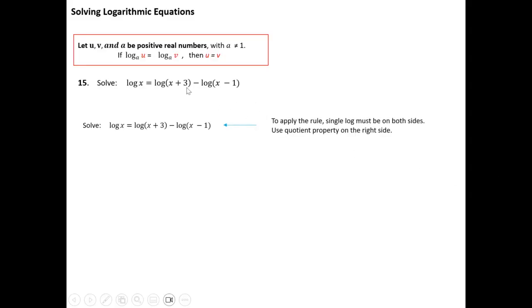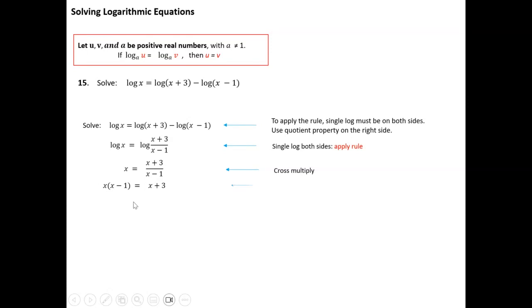With the quotient rule, we're going to write it as a single log, so it's going to be division. So it'll be log of x plus 3 divided by x minus 1. Now the bases are the same, because no base means it's base 10. So they both are the same on the left side and the right side: log base 10 of x and log base 10 of x plus 3 divided by x minus 1. So by applying the rule, we let x equal x plus 3 over x minus 1. That's where we apply the rule. Here you can multiply both sides by x minus 1 or just cross multiply. If you do that, we should get the same result.